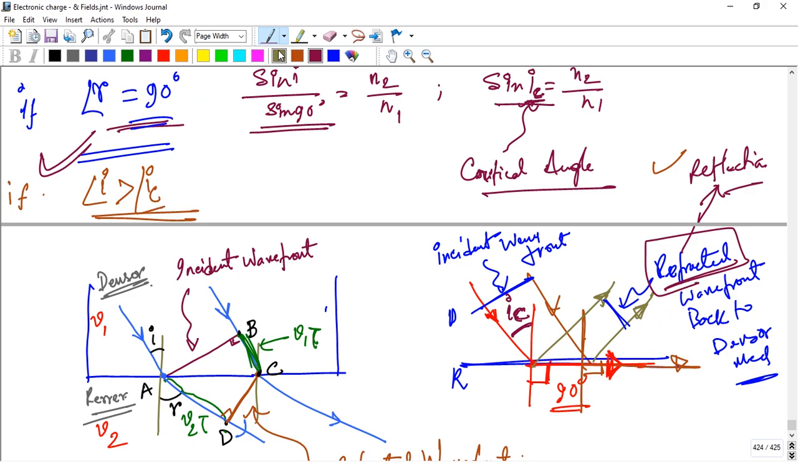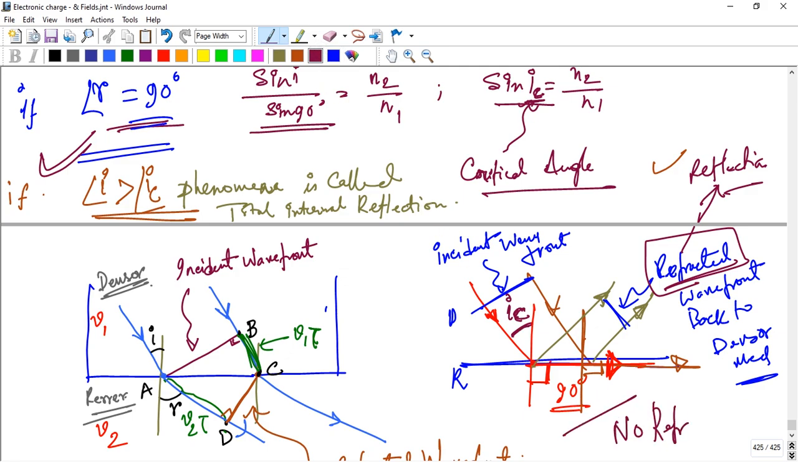Now this phenomenon is called total internal reflection. There is no refraction here. Okay, clear? So this is the concept. These are wavefronts. Wavefronts also satisfy the laws of reflection and laws of refraction, and also the critical angle and the total internal reflection. Clear? These are valid for both.